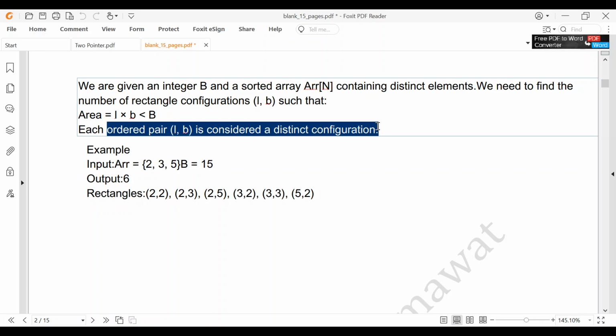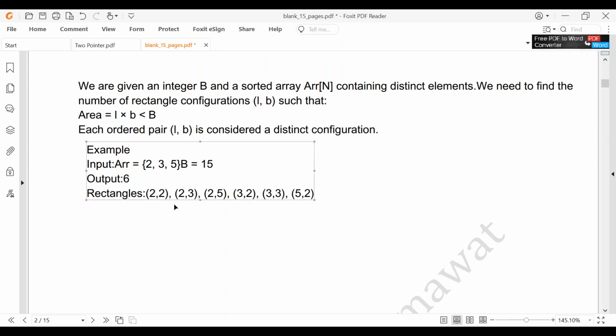Each ordered pair (L, B) is considered a distinct configuration, which means the pair 2 and 3 and the pair 3 and 2 are both different. Actually, what you need to understand here is that 2 and 3 and 3 and 2 are different because L and B are length and width. So it is 2 cross 3 and 3 cross 2. They are different in dimension because in one the 2 is the length and in the other the 3 is the length. So they are different pairs altogether.